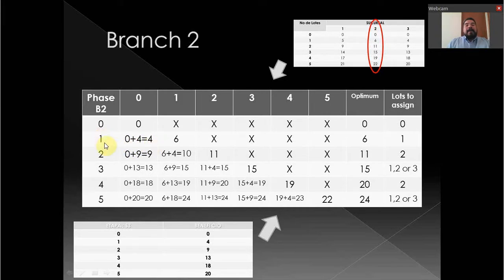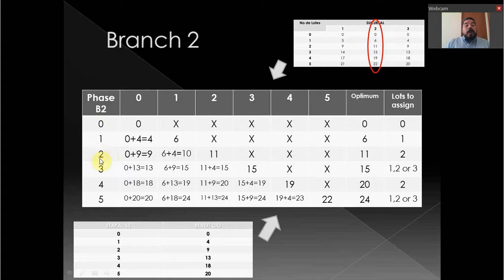And if in branch number 2 I have one lot and I decide to assign it to branch number 2, then I'm going to have a benefit of 6. As I only have one lot, I can't assign 2, 3, 4, or 5 lots. So the optimum between 4 and 6 is 6, and the number of lots to assign if I have 1 and I'm in branch number 2 is to assign 1.